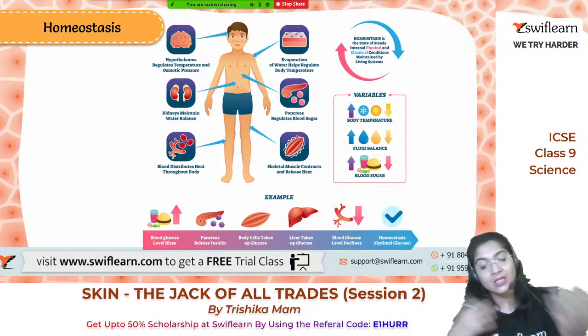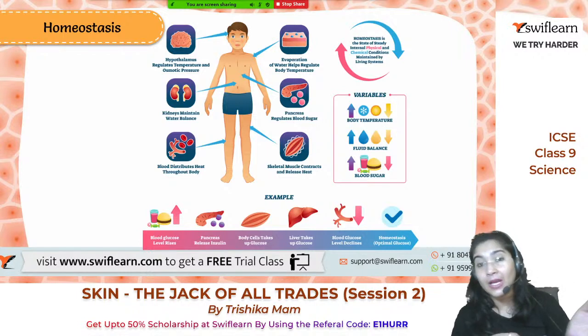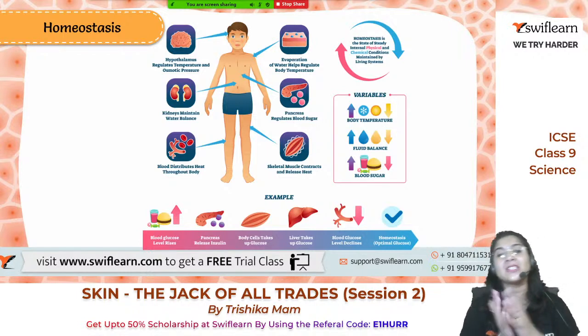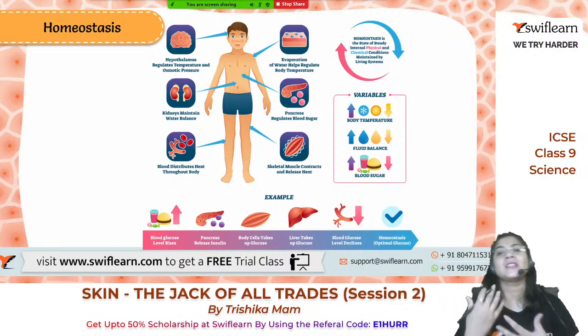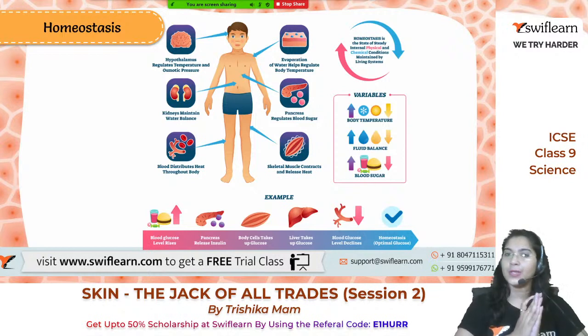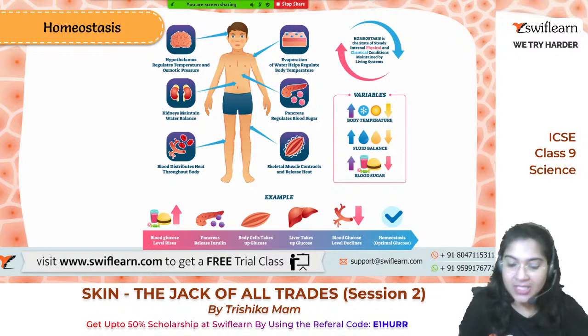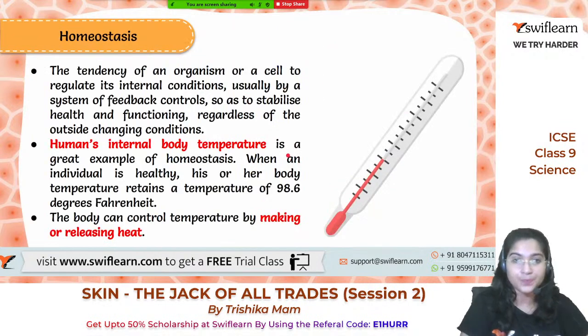The pancreas regulates the blood sugar and maintains the blood sugar level in our blood. Skeletal muscles also contract and release heat, and all these systems help in maintaining a constant function within our body, right? The constant homeostasis within our body. So this is what we will study now.